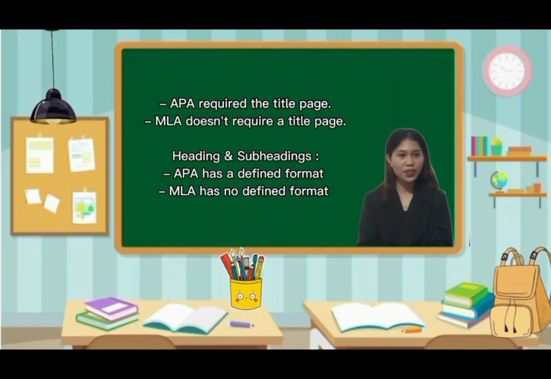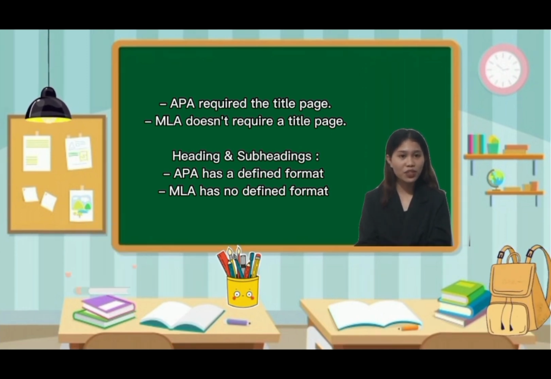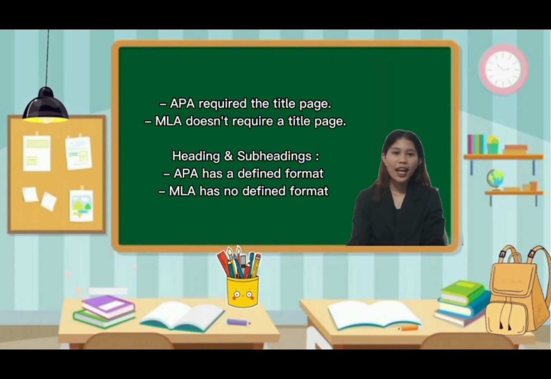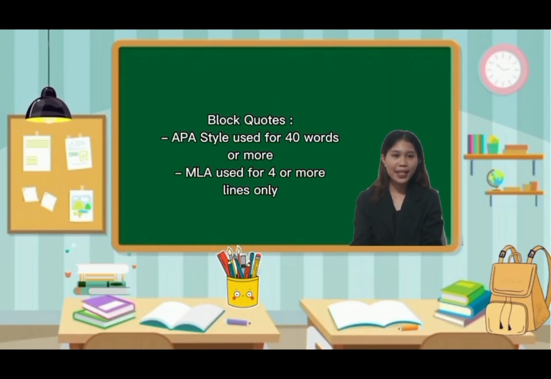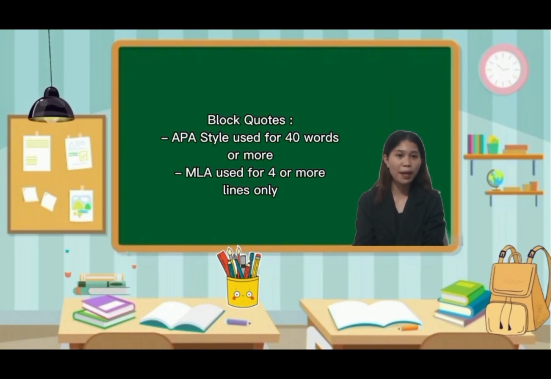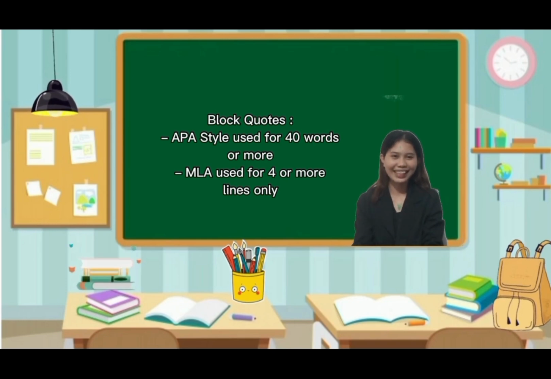A header appears on the first page of the paper, while a title page appears as a separate page before the main text. APA headings and subheadings have a defined format compared to MLA style, which has no defined format. For block quotes, APA style is used for 40 words or more, compared to MLA, which is used for four or more lines only.